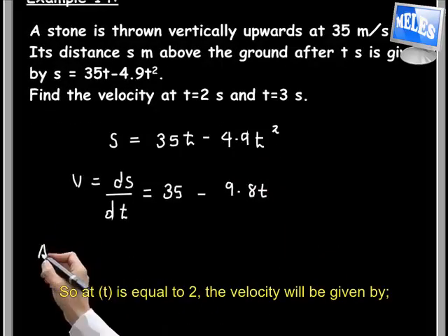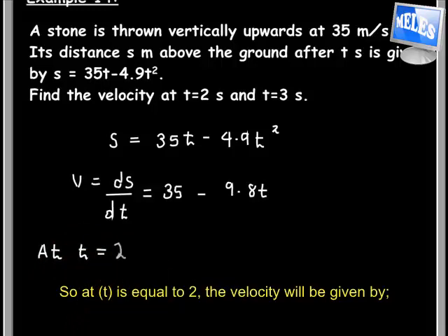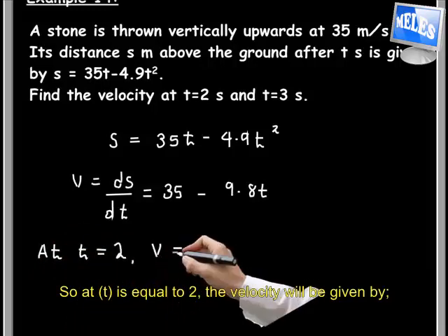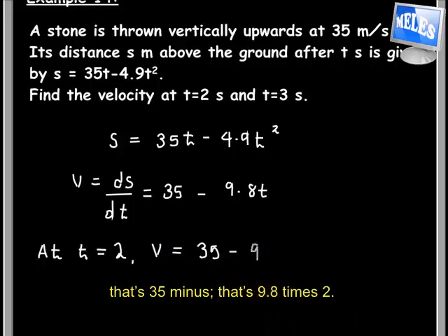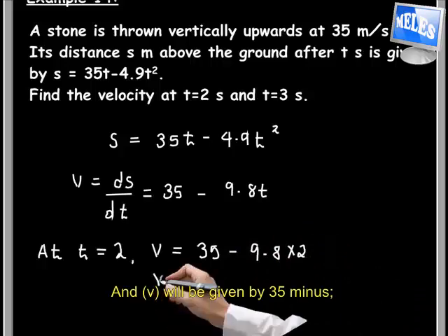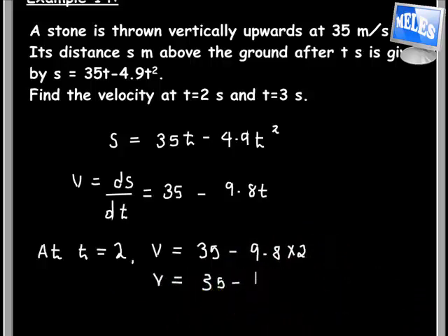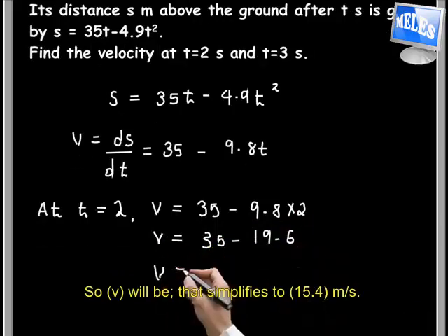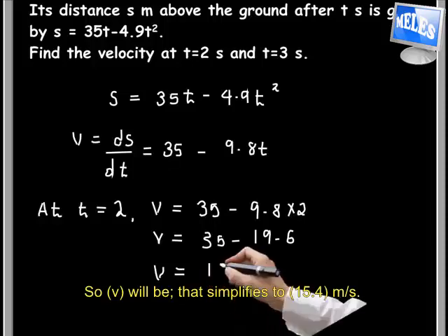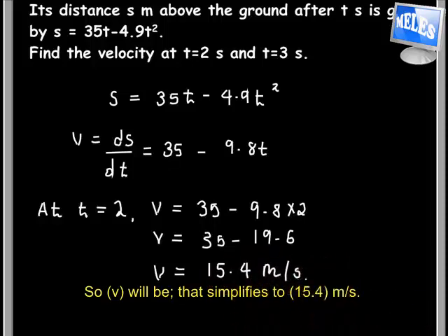So at t = 2, the velocity will be given by 35 - 9.8 times 2, and v will be given by 35 - 19.6. So v simplifies to 15.4 meters per second.